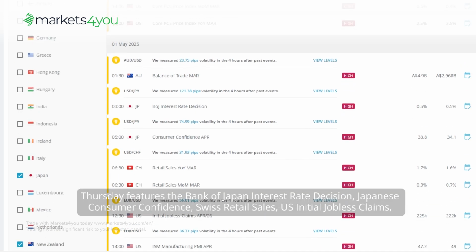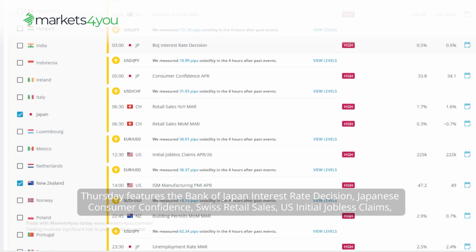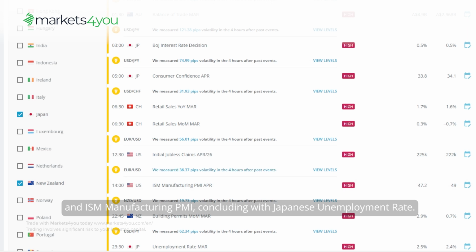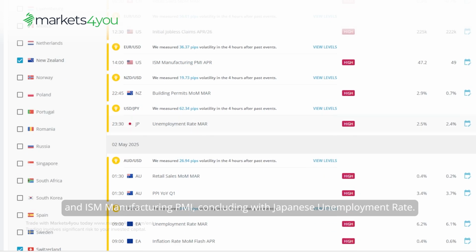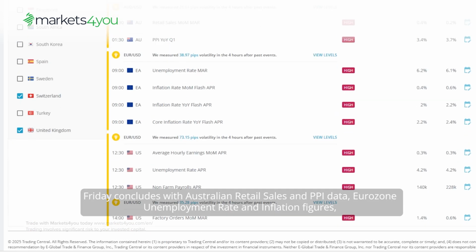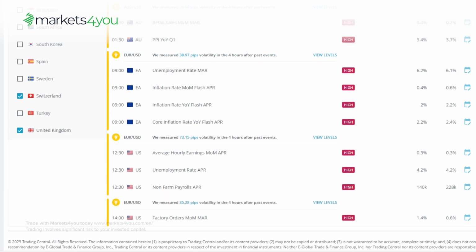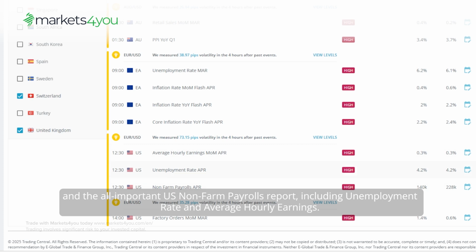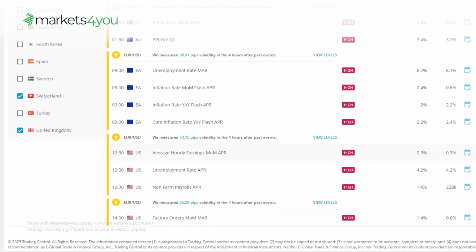Thursday features the Bank of Japan interest rate decision, Japanese consumer confidence, Swiss retail sales, US initial jobless claims, and ISM manufacturing PMI, concluding with Japanese unemployment rate. Friday concludes with Australian retail sales and PPI data, Eurozone unemployment rate and inflation figures, and the all-important US Nonfarm Payrolls report, including unemployment rate and average hourly earnings.